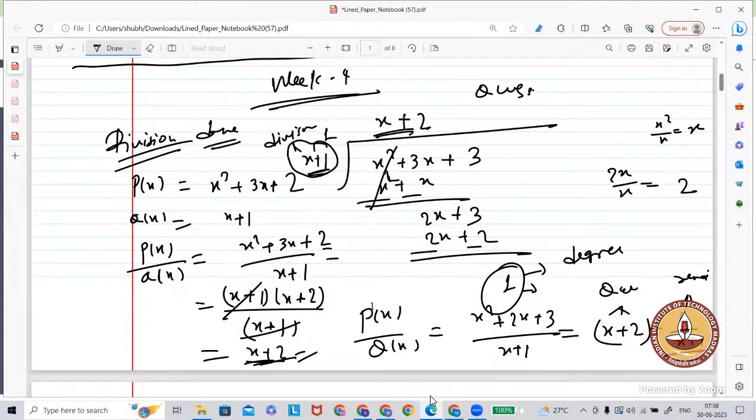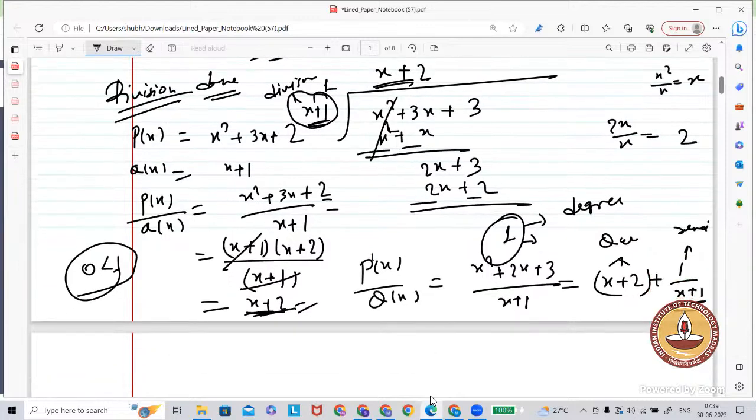Anyone? What is the degree of this polynomial? 0. Yes. So the degree of this polynomial is 0. So 0 is less than 1, right? So now you are not able to perform this division, because the degree of the remainder, whatever you get after subtracting, is lesser than the degree of the divisor. So one thing you need to note is that.